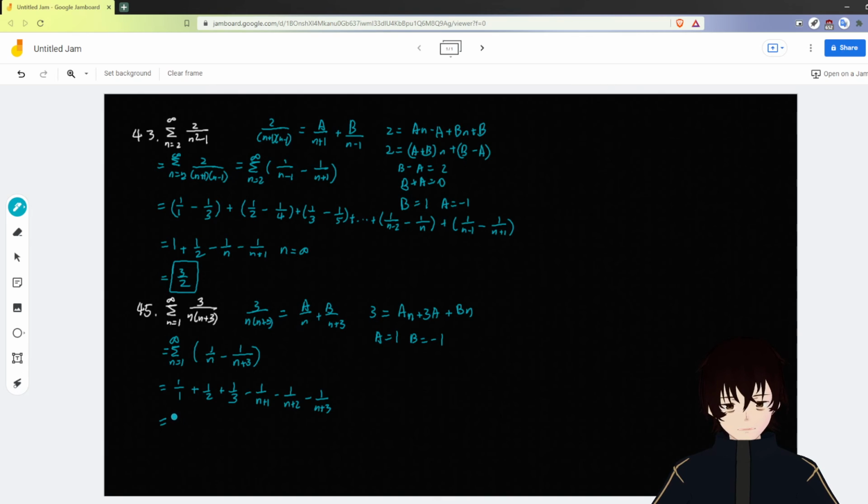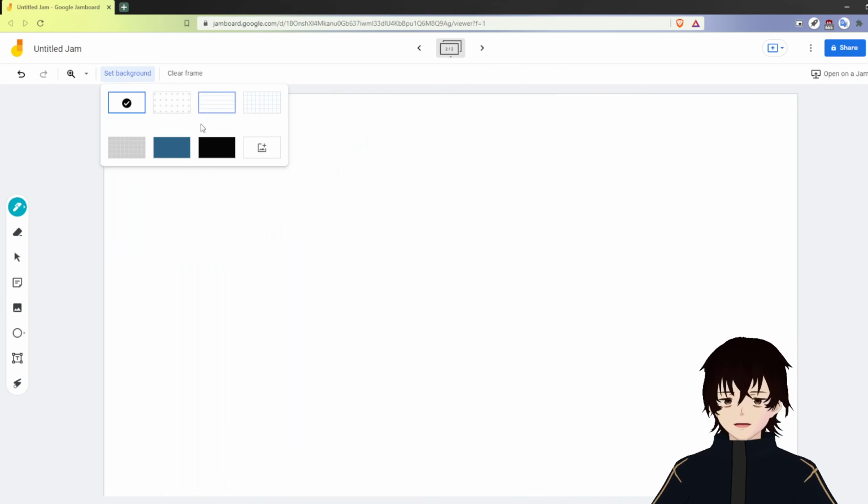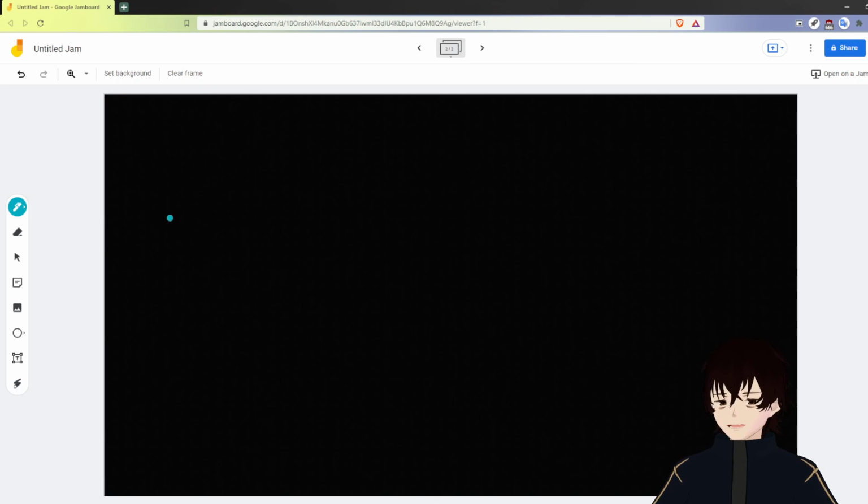Six, 11 over 6. If my guess is correct, this is 11 over 6. And it is. Ooh, I just figured out a shortcut to telescoping sums. Continuing on.